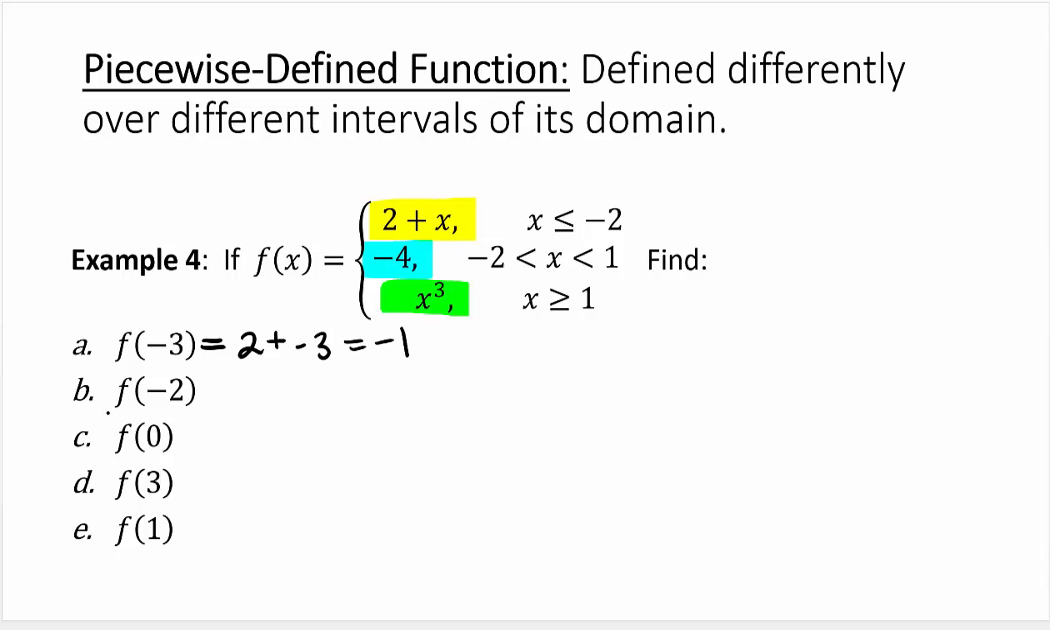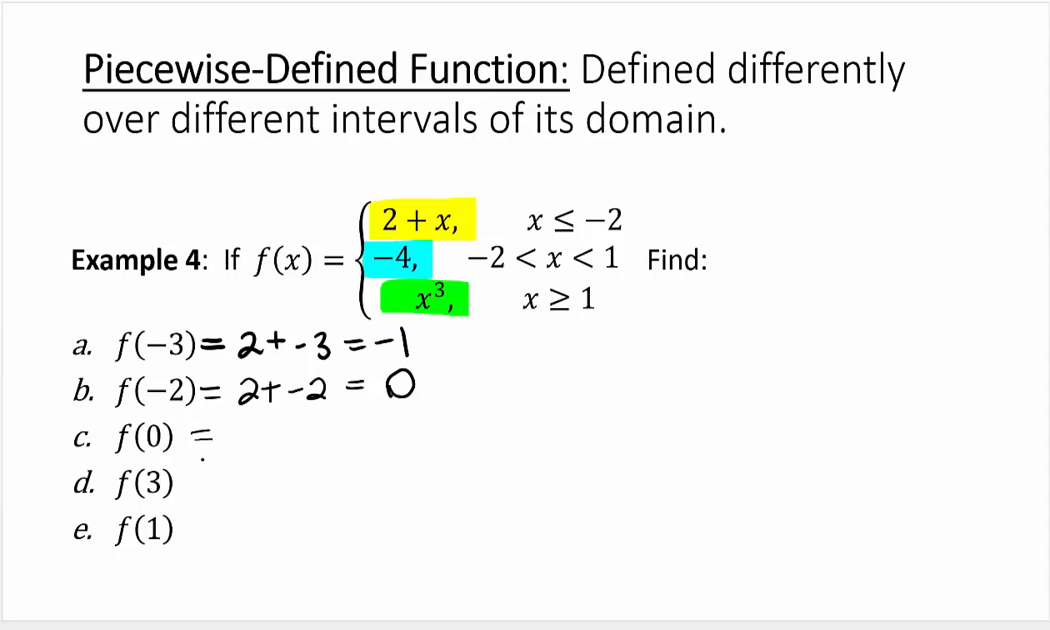If I'm looking at f of -2, again, I'm looking first at my function and seeing which definition of the function is going to fit when x is -2. Well, again, this first piece is when x is less than or equal to -2. So the definition of our function that we're using is this 2 plus x. So 2 plus -2 would give me a function value then of 0. So then we go to the next one.